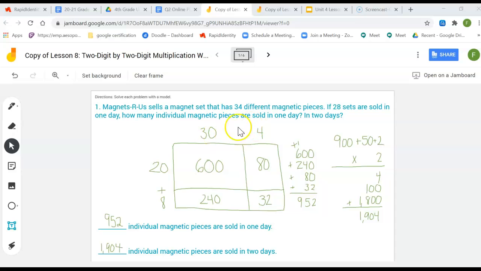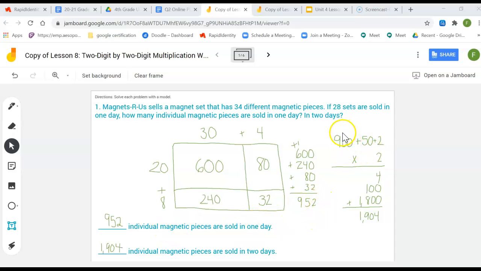Now I've just got the bigger number up top, 34, decomposed to be 30 plus 4, and 28, 20 plus 8. So multiply the 30 times 20 here, partial product of 600, partial product of 80, because 4 times 20 is 80. Over here, 30 times 8, 240. Down here, 4 times 8, 32. So you add those partial products up, you get 952 sold in one day. 952 were sold in one day.